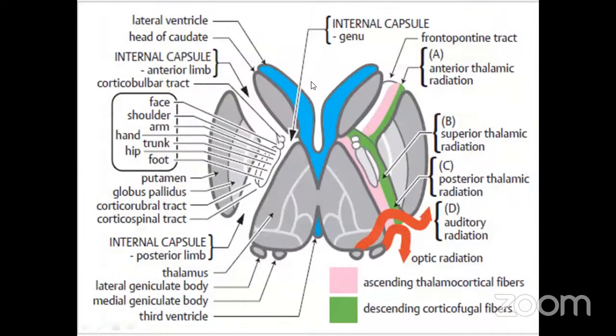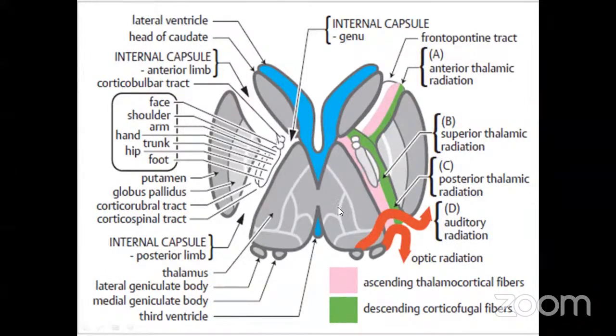So again, various structures have been labeled in this picture that travel through the internal capsule. We can see that within the anterior limb, we have the frontopontine tract and the anterior thalamic radiation. Within the genu region, we have the corticobulbar fibers, and shoulder, arm, head, trunk, and foot are represented posteriorly. Within the posterior limb, we have the corticospinal fibers.